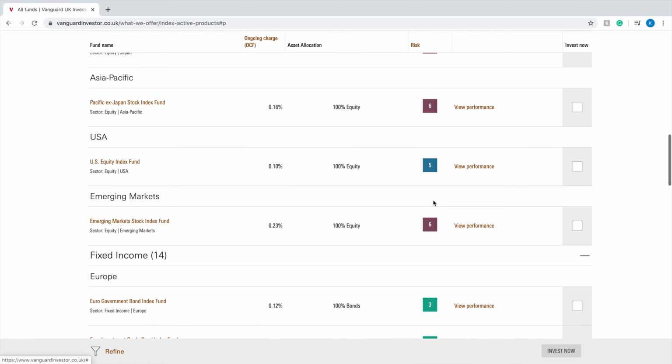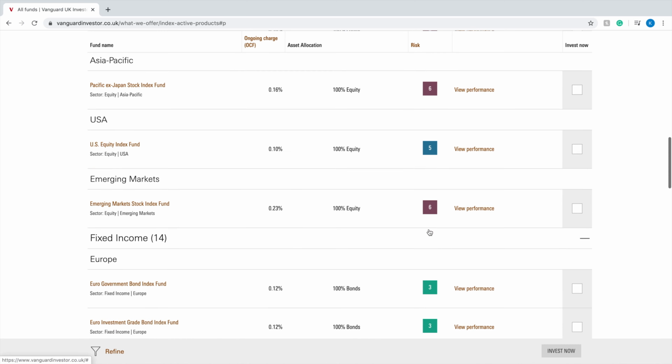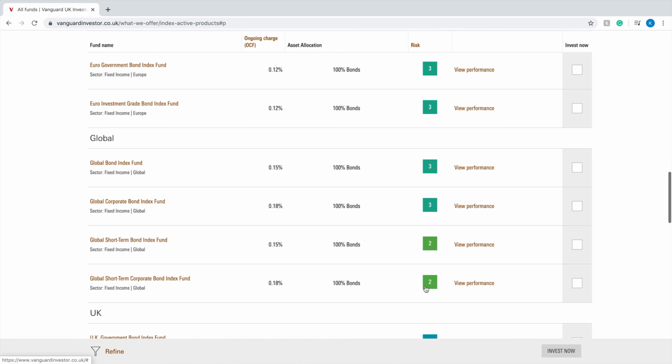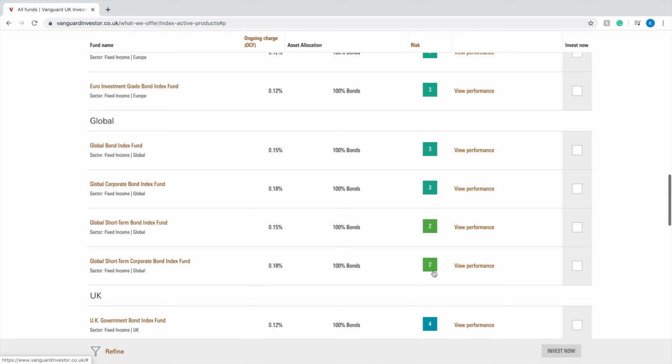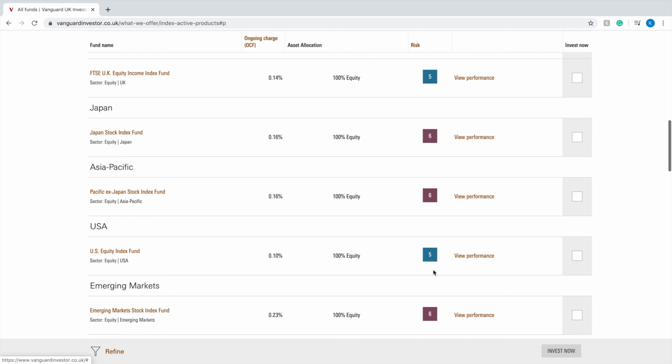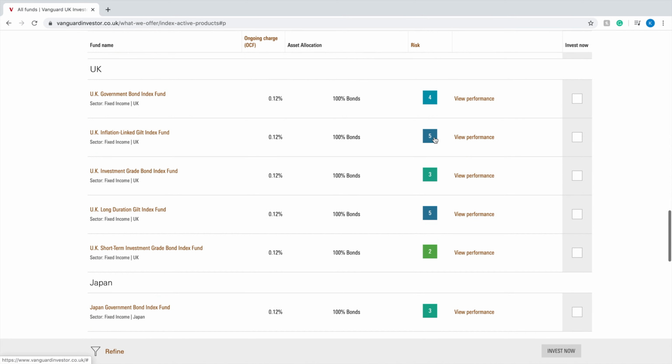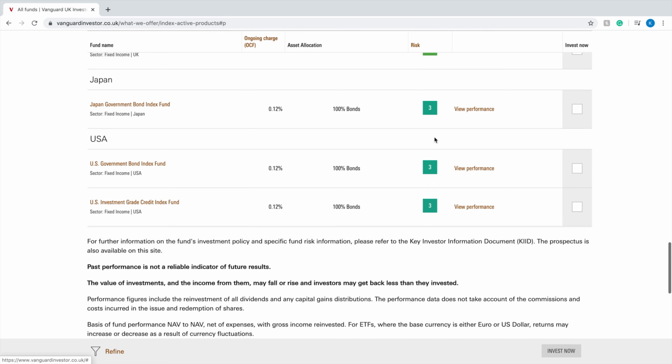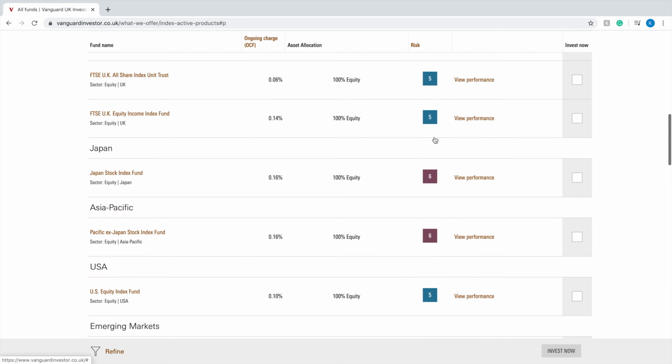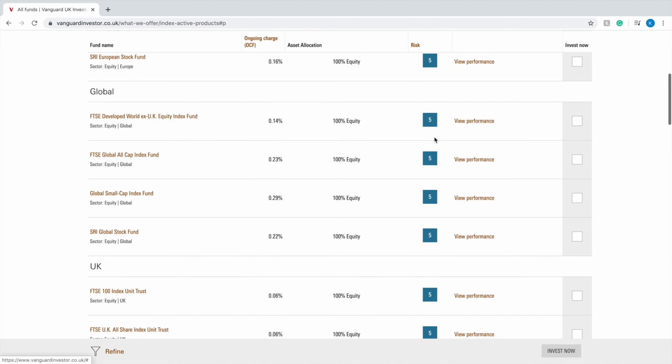So here you've got the risk rating from 1 to 7, with 7 being the highest and 1 being the lowest. And as you can see, bonds tend to be generally very safe, so they tend to be on the lower end of the risk, whereas equities or stocks and shares tend to be on the higher end. Right, so we're going to have a look at these ones.